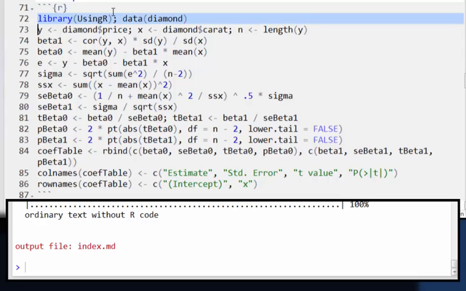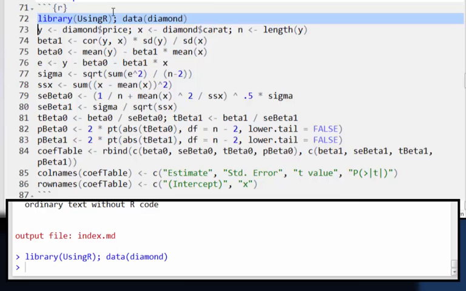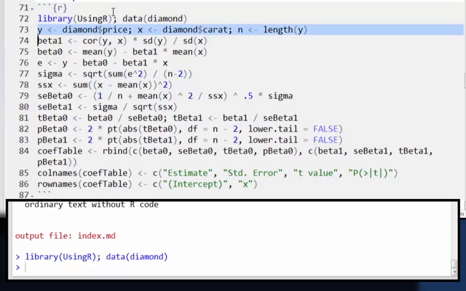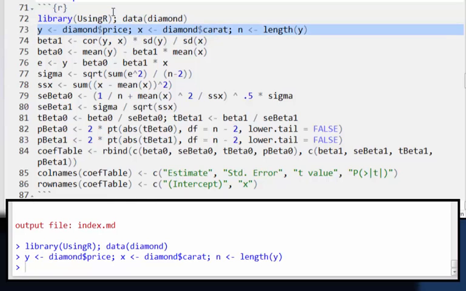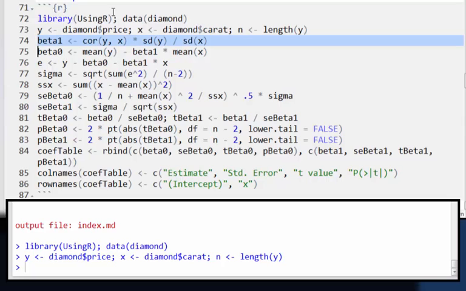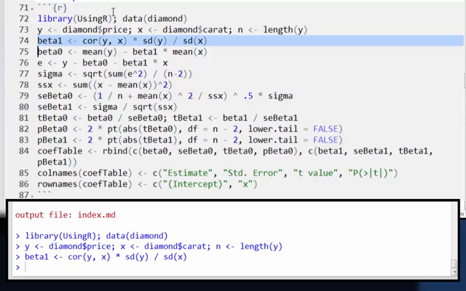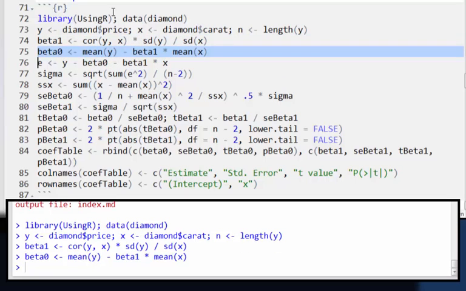So I'm going to use the diamond data set, and that's in the UsingR library, so I'm going to load those. Define y, x, and n like I always do with this data set, so I don't have to type so much. My beta 1 is the correlation between the y and the x times the standard deviation of y divided by the standard deviation of x. And my beta naught is the mean of the y's minus beta 1 times the mean of the x.